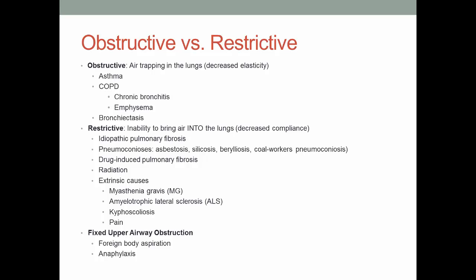Last, you can have a fixed upper airway obstruction. This presents differently than obstructive or restrictive, and you want to think of something like foreign body aspiration that would prevent inspiration and expiration. So they have components of both obstructive and restrictive. The other one is anaphylaxis, which, if you remember, is a type 1 hypersensitivity response leading to bronchoconstriction and severe vasodilation leading to hypotension.